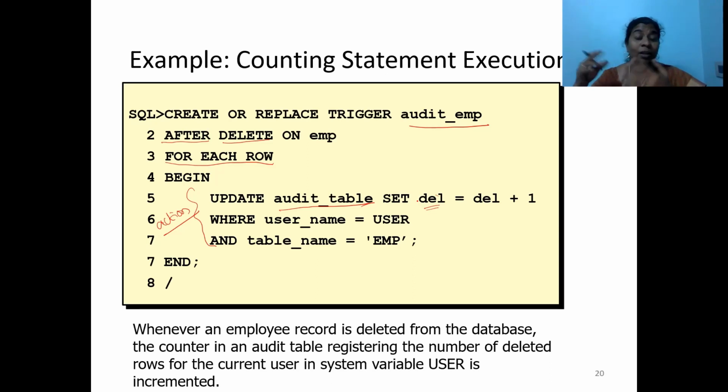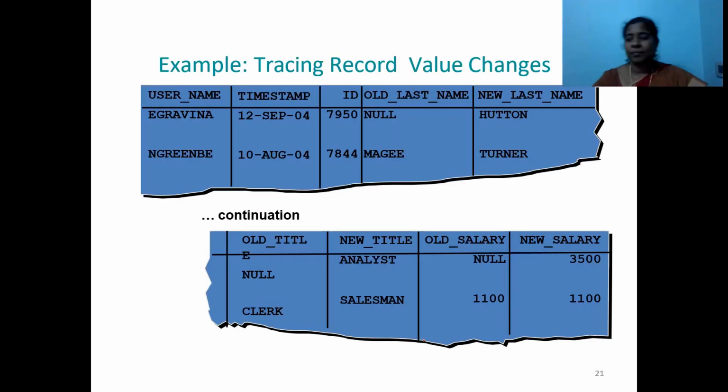Otherwise you have to count it manually, right? So instead you can write a trigger, and automatically that trigger will count that. So whenever you open the audit table, you will know how many deletes have happened. So whenever an employee record is deleted from the database, the counter in the audit table registers the number of deleted rows of the current user in the system. So you can easily find the number of deletes.